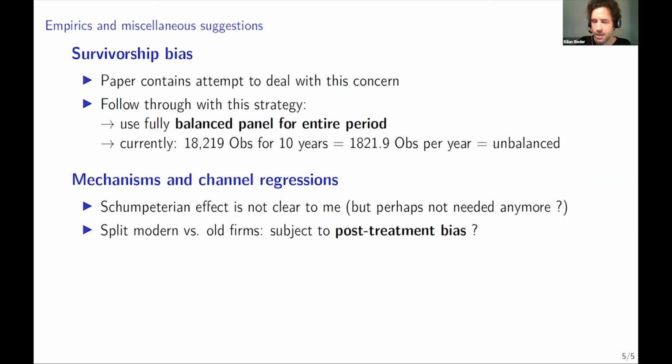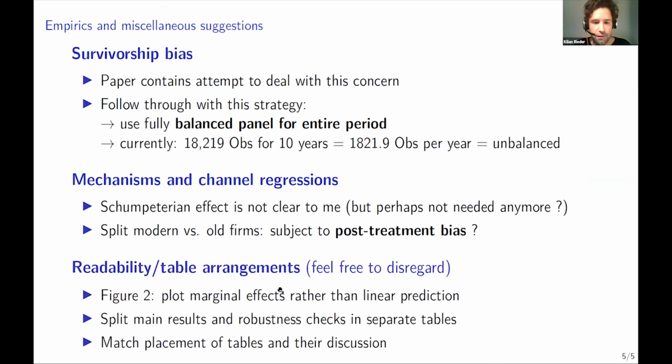And when you split them, modern versus old firms in the triple interaction, I think there might be an issue of post-treatment bias in terms of how you group firms into those that are modern and those that are old, because you're using the whole period of observation. And finally, these are just readability things that I'm going to send to you.